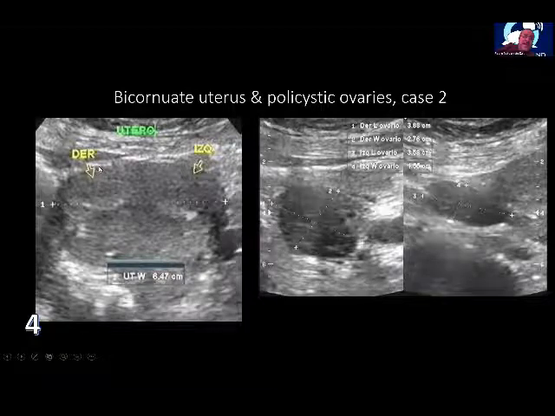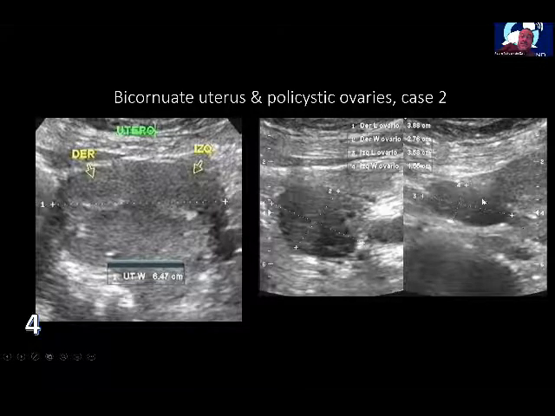There's a subtle change here which shows the heart-shaped uterus instead of the pear-shaped uterus. And also, this lady has polycystic ovarian disease.